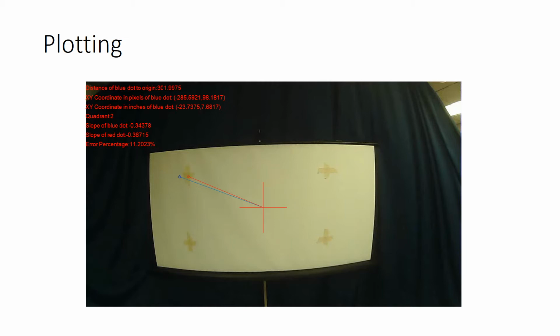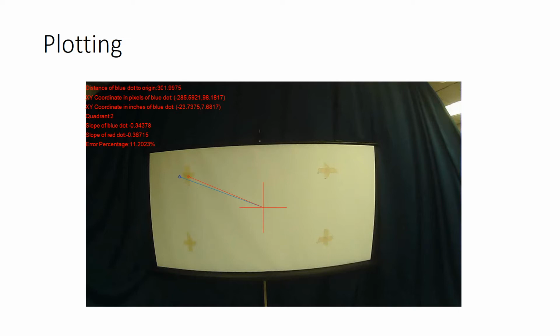In the top left corner, you can see the numbers calculated from this. It includes the distance of the blue dot to the origin, the x and y coordinate of the blue dot in respect to the origin in both pixels and real-world inches. It also includes the quadrant that the blue circle is in respect to the origin. The slope of each dot is included in this too.